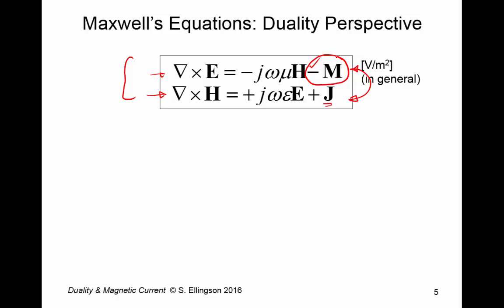I should also point out that the magnetic current has units of volts per meter squared. Recall, the electric current, J, had units of amps per meter squared. That's a volumetric electric current density. So the volumetric magnetic current density turns out to have units of volts per meter squared. And you can verify that by dimensional analysis. For example, the electric field intensity has units of volts per meter. If you differentiate with respect to spatial variables, you get volts per meter squared. So this again shows that this should have units of volts per meter squared.